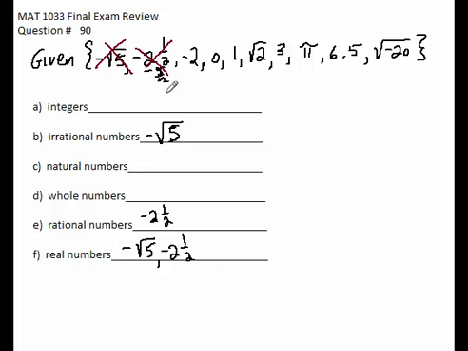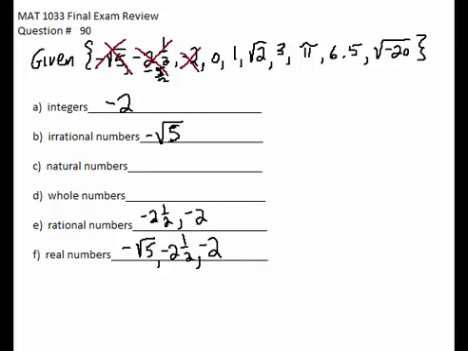Negative 2 is an integer, and it can be represented as a fraction, negative 2 over 1. It's not a natural number. Remember, natural numbers are 1, 2, 3, 4, 5, 6, 7, 8, etc. Whole numbers are 0, 1, 2, 3, 4, 5, 6, 7, 8, etc. Rational numbers, we can represent negative 2 as a rational number, so it would be here, and it has a position on the number line, so it's real.